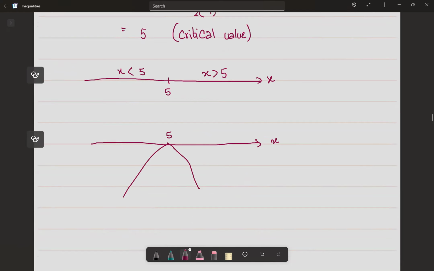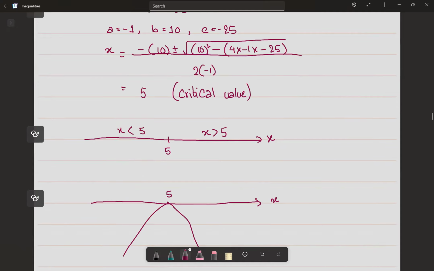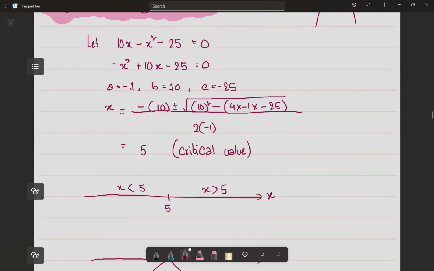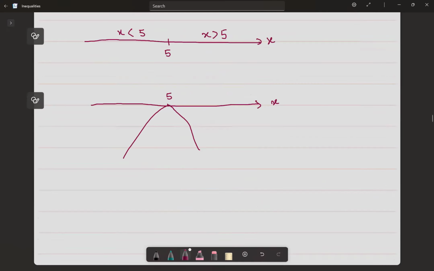So my next task is to identify the regions on this line. I have this equation, 10x minus x squared minus 25 is equal to 0, on the line. Over the line, I have 10x minus x squared minus 25 more than 0, and under the line I will have 10x minus x squared minus 25 less than 0.